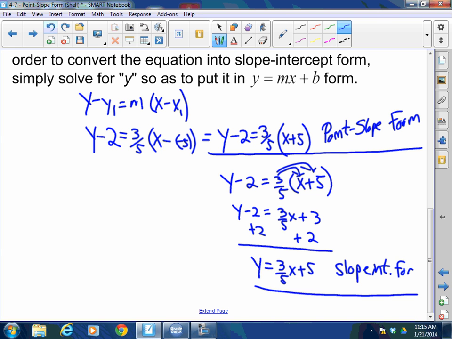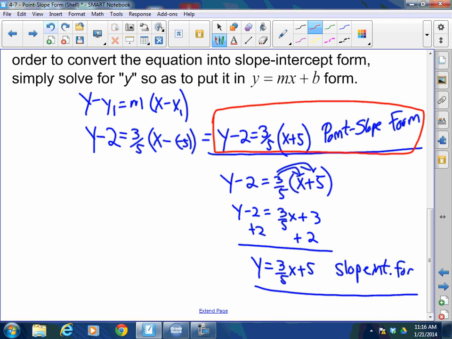Y equals mx plus b is slope intercept form. If they tell you put it in point slope form, that's it. You're done. Y minus y1 equals m times x minus x1. You're done if they say point slope form. If they say slope intercept form, you got to go further. You got to solve for y.